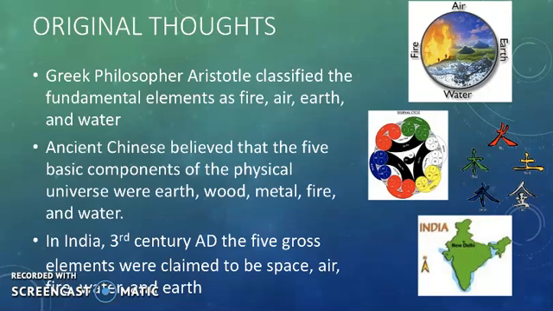The ancient Chinese believed that the five basic components of the physical universe were earth, wood, metal, fire, and water. So similar idea here. Those were the main five things that composed everything else on the earth. In India, 3rd century AD, the five gross elements were claimed to be space, air, fire, water, and earth. So you can see a certain trend here between what they think make up everything else, those fundamental elements that were first originated and created.